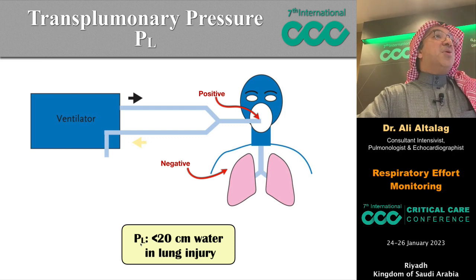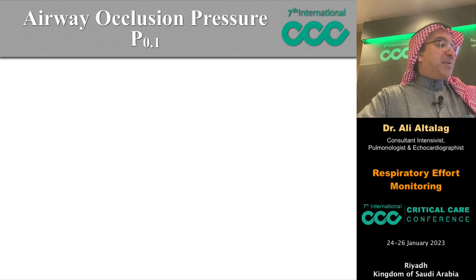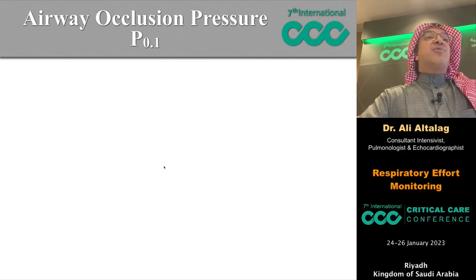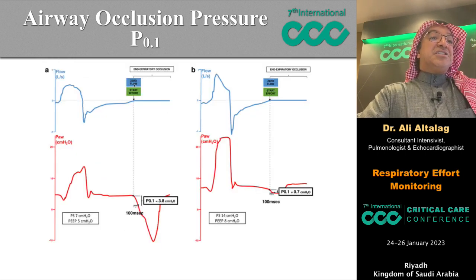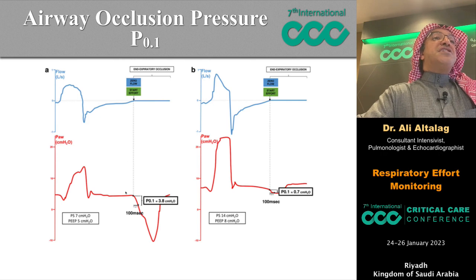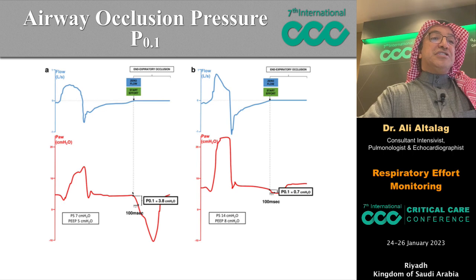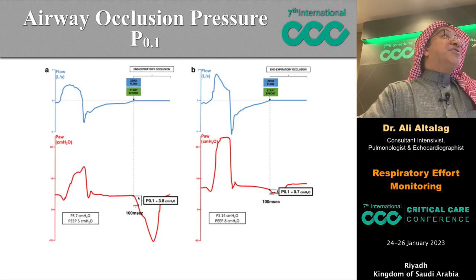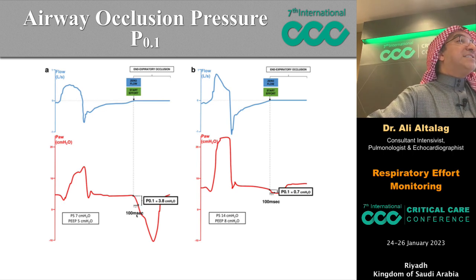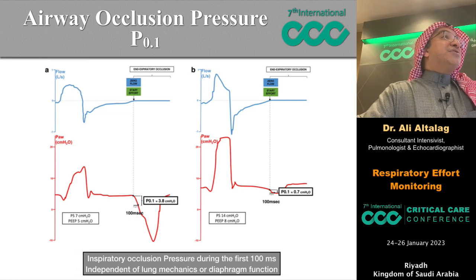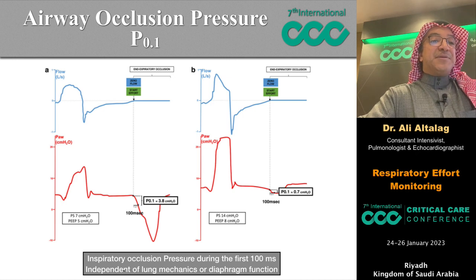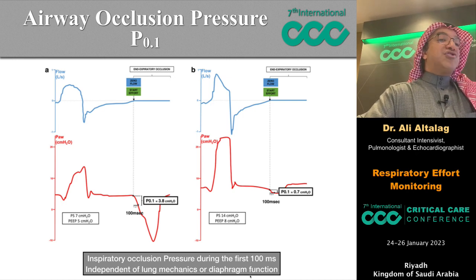Moving to the next and very important factor, which is the airway occlusion pressure, which is P 0.1. In fact, what you do is that at end expiration, when the flow is 0, you apply occlusion, and you measure the pressure in the first 100 milliseconds of that occlusion. It has been shown that this pressure is reproducible and it's independent of lung mechanics and diaphragmatic function.